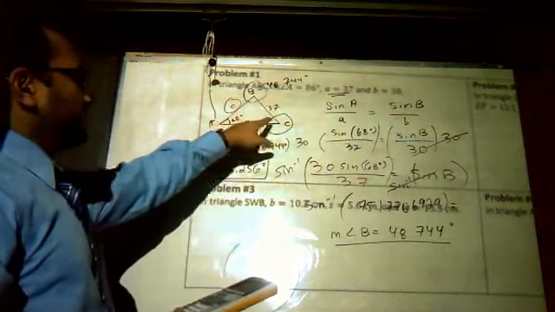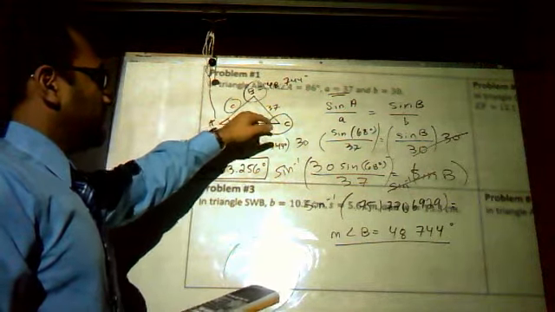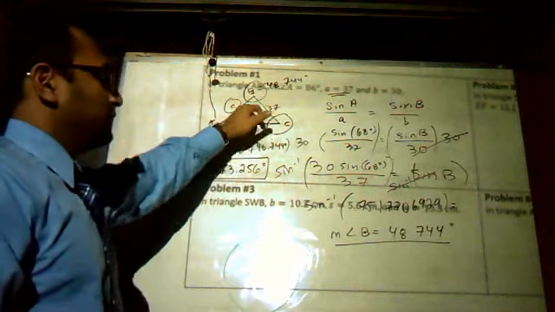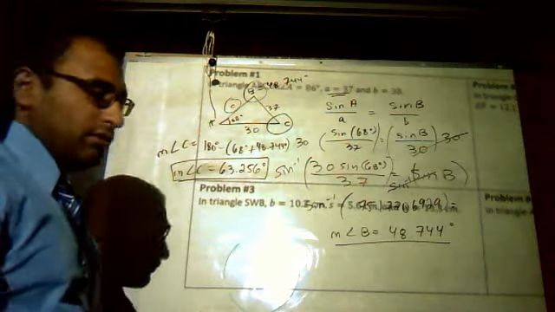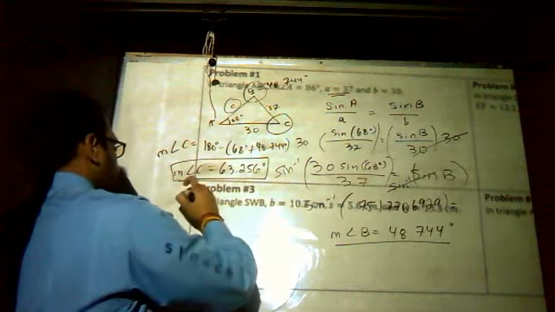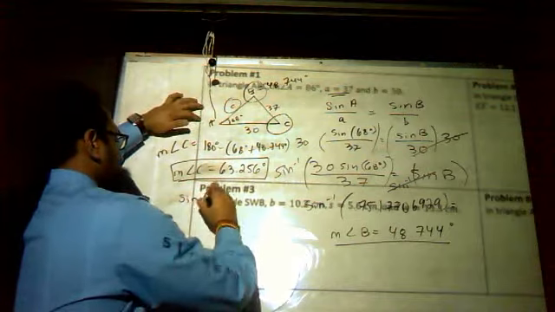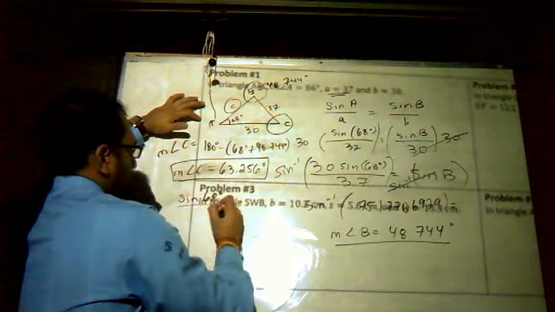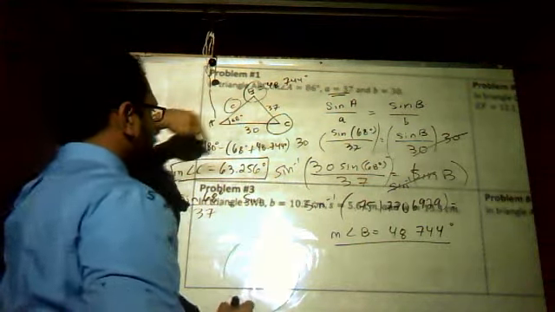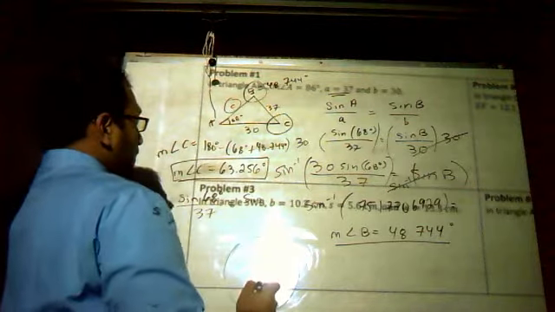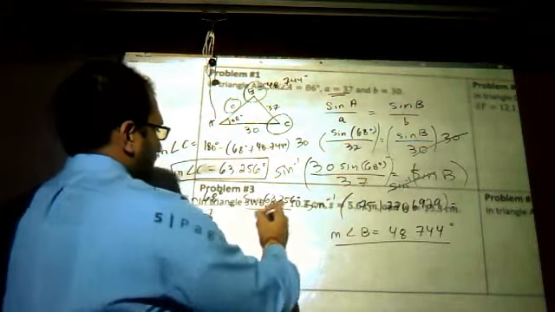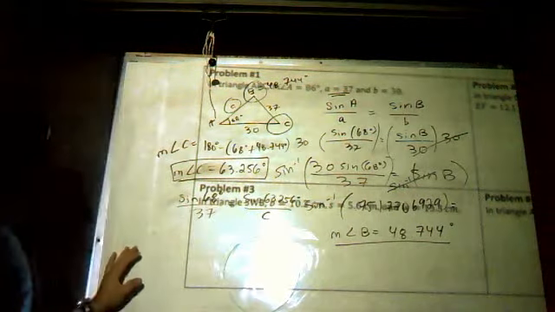If I have angle C and I'm missing its corresponding side, but I have angle A and its corresponding side, can I find the missing variable? Yes, I'm going to use the law of sines. So the law of sines tells us that the sine of angle A, 68 degrees, divided by side A, 37, is going to equal the sine of angle C, which we just found to be 63.256 degrees, divided by side C. Okay?